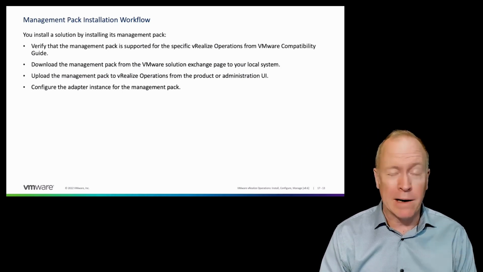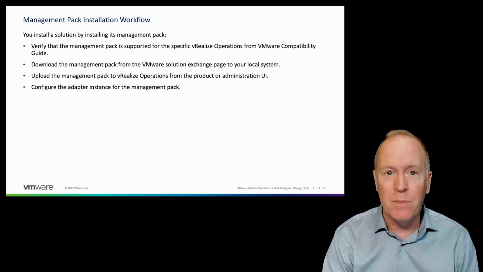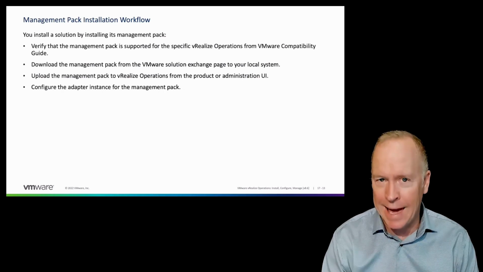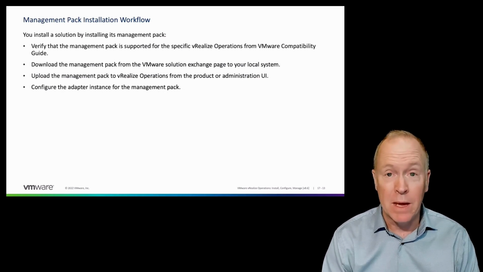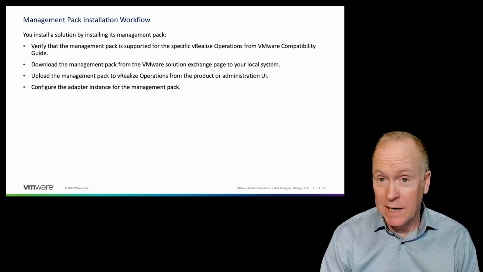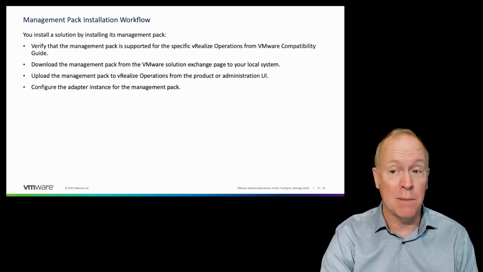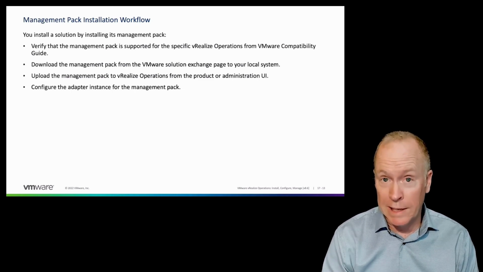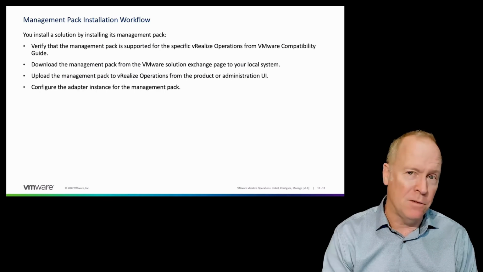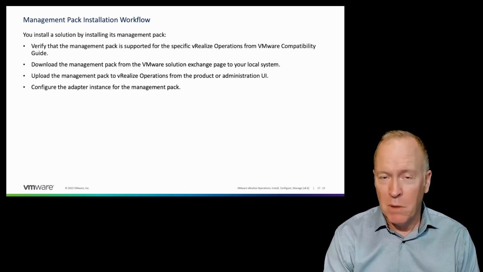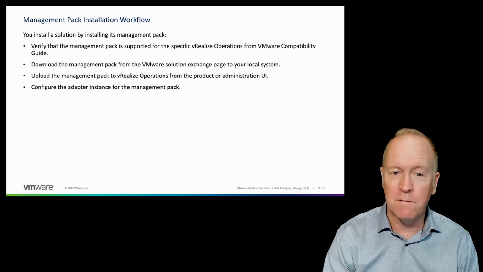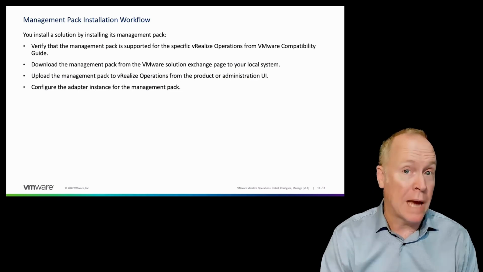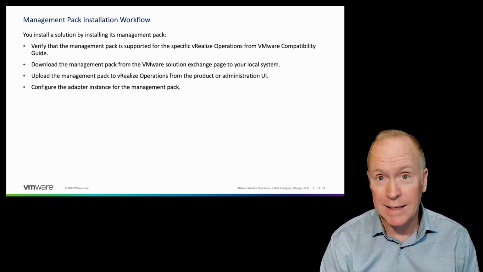When installing a management pack, you need the management pack file. The management packs come in a file called something.pak. The file extension is .pak. So you'll go to marketplace.vmware.com to download the management pack .pak file, and then you'll upload that file into vRealize operations. Additionally, after you've installed the management pack, most management packs require some sort of configuration, for example, creating a data adapter instance before you can actually use the new management pack.